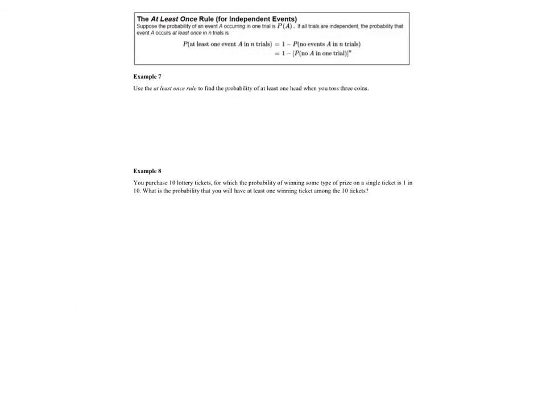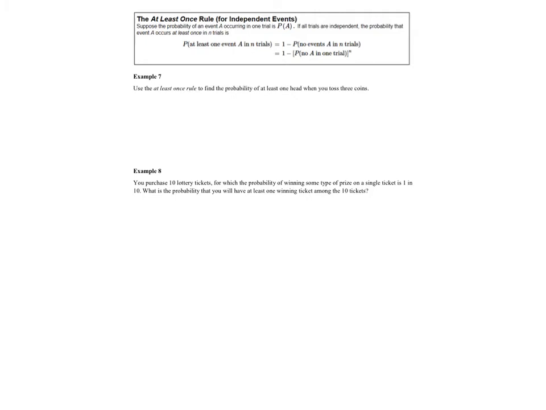The last thing we're going to talk about when it comes to independent rules and addition rules is what's called the at least one rule. And this is for independent events. And it says this: the probability of finding at least one of something, at least one. And we can go back to the example of tossing 3 coins. And remember we made a table for that. And the table looked like this.